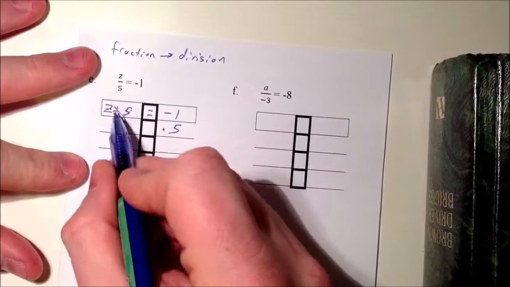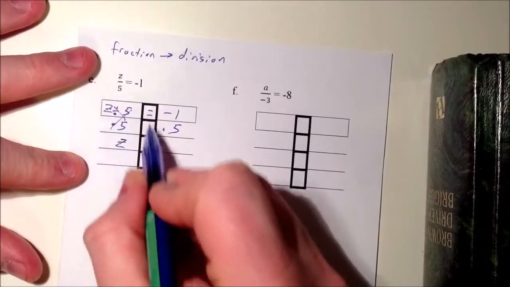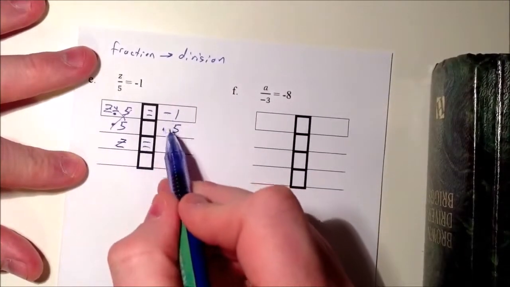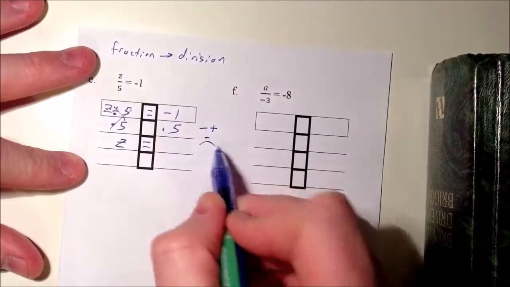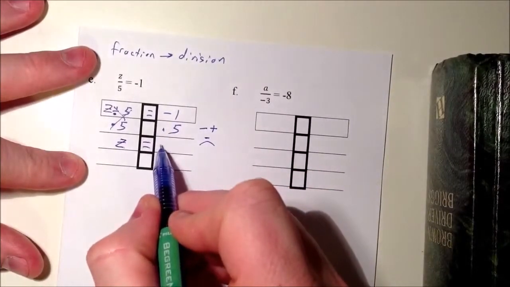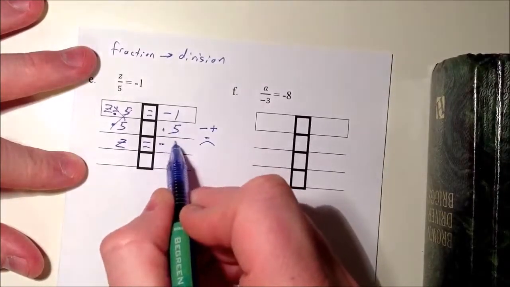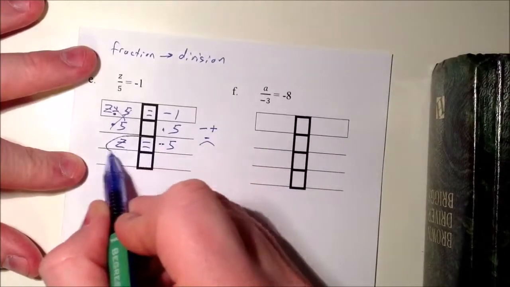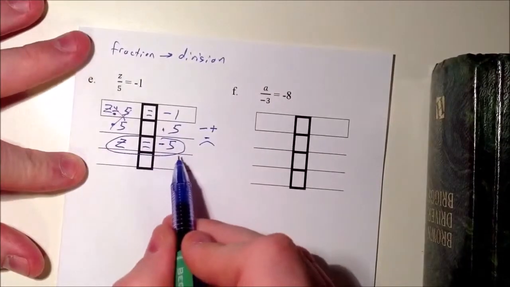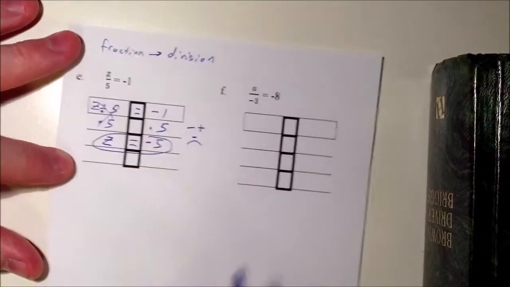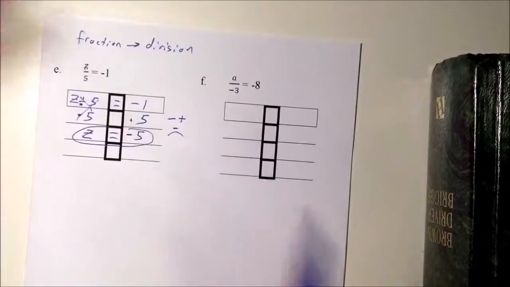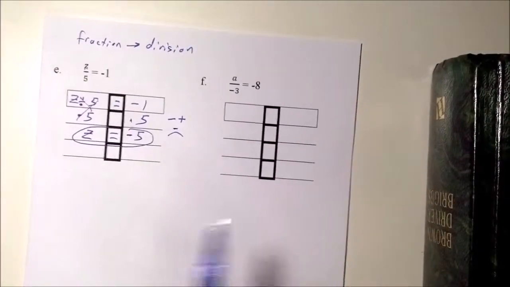All right? So these cancel out. I'm left with just z equals in the middle. Negative times positive is a negative. So again, that's going to be a negative. 1 times 5 is 5. That's my answer. Which should make sense, because a -5 over a 5 equals -1. Now all you do, try F, rewrite it, try F, and you're done.